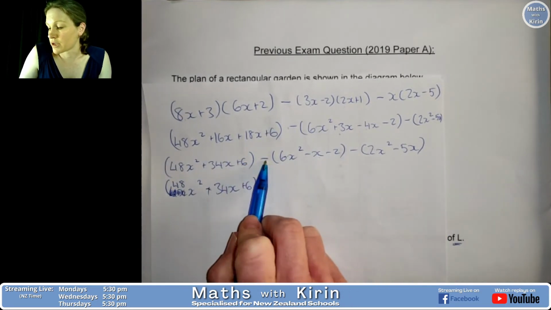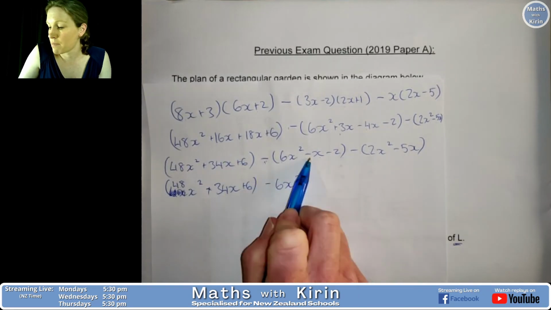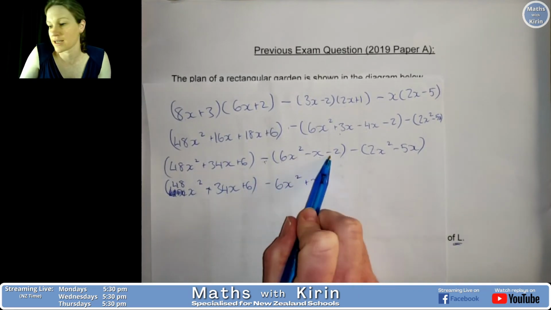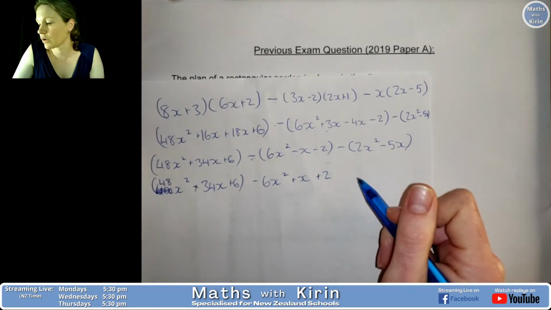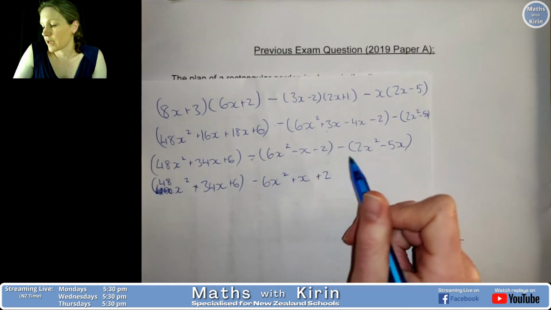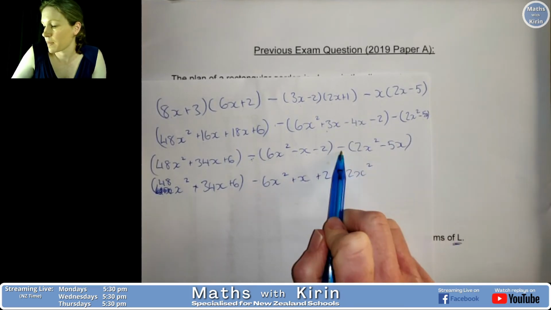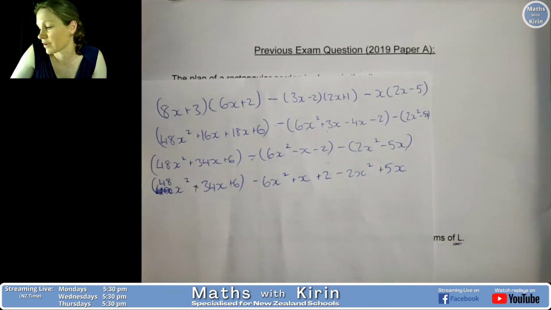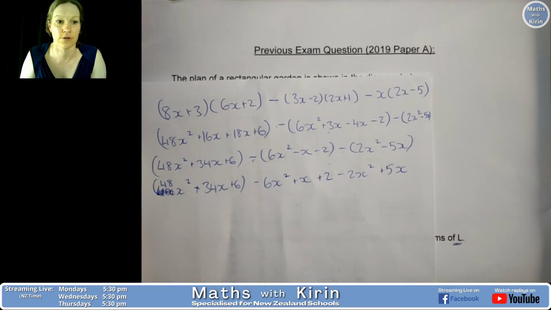And then we're going to bring our minus through. So minus 6x squared, minus negative x means that we're actually going to be adding x. And minus negative 2 means we're going to be adding 2. Okay. For this one here, again, minus 2x squared. So we're just subtracting that. And then minus negative 5x means that we are adding 5x. Okay, we don't need brackets around these anymore because we've brought those negatives through.